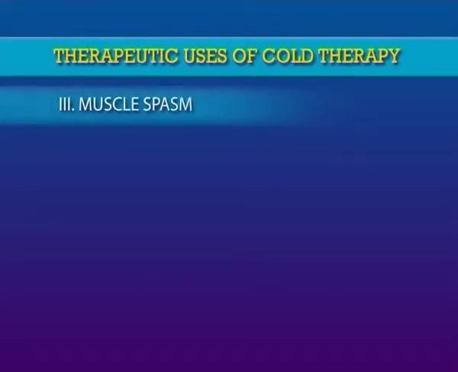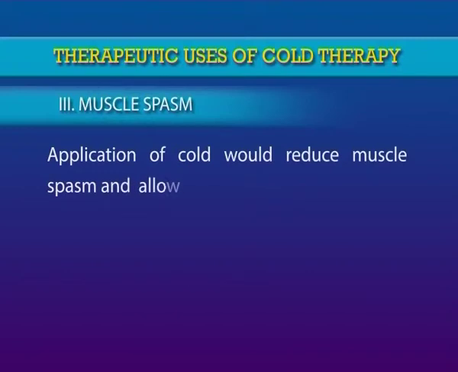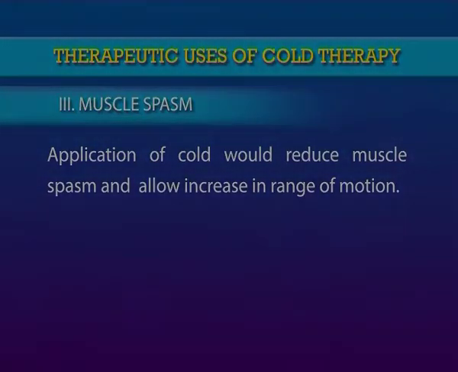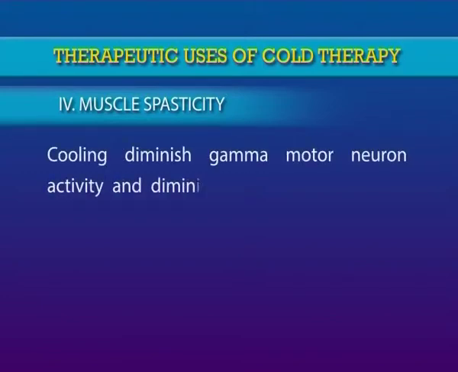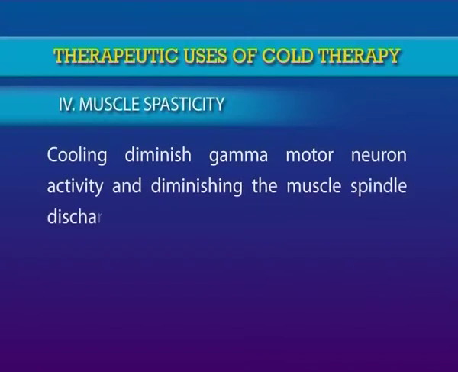And the third one we can use in muscle spasm. Application of cold would reduce muscle spasm and so allow increasing range of motion. And the fourth one we can use in muscle spasticity. Cooling diminishes gamma motor neuron activity and the muscle spindle discharge, and so reduces spasticity.